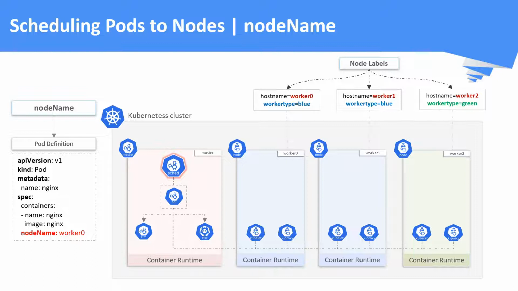This method of scheduling pods to nodes using node name is a more direct form of node selection than the other methods, and it takes precedence over the other methods. Once you apply this pod definition, this pod will be scheduled in worker node number 0, as per the definition file. In this way, you can schedule pods into a specific node using the node name field.